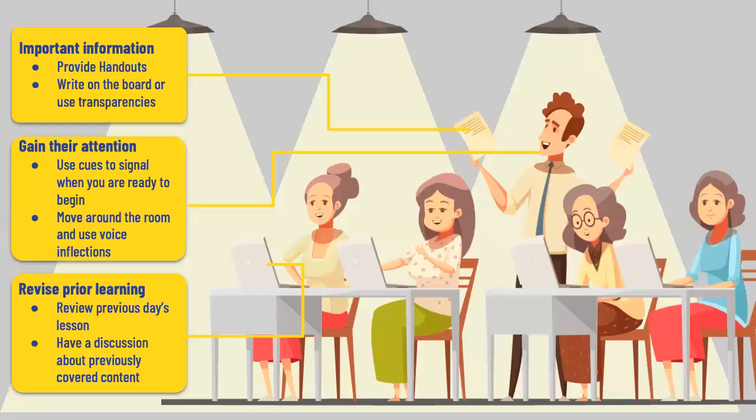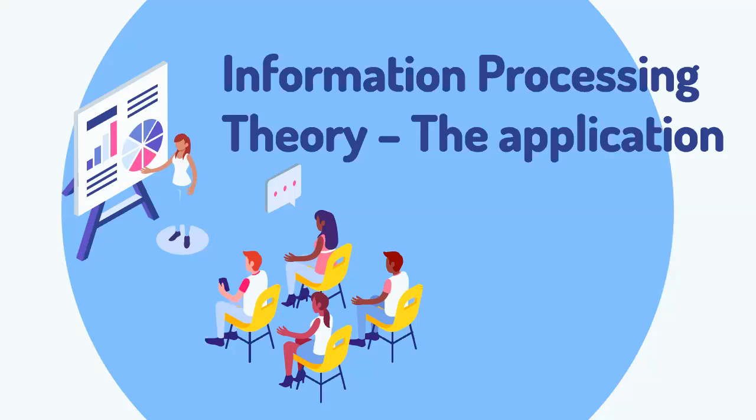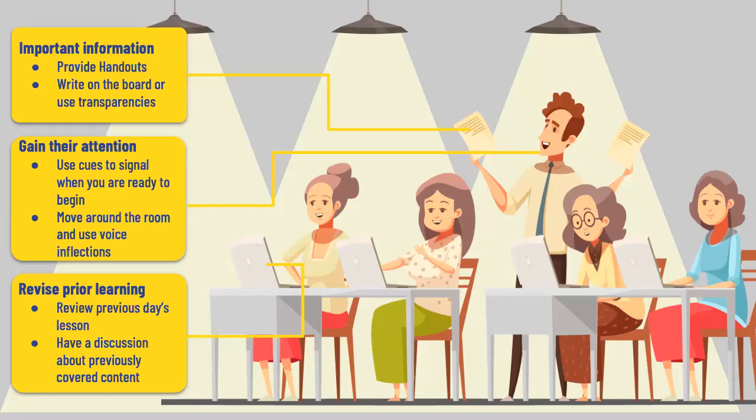And the application of this theory, okay, there are many, of course. Usually we present important information only by providing handouts and also writing on the boards, only certain important information. Also, in our presentation, we try to gain attention and use cues to signal which part is important, something like the mouse that I pointed to. And we move around the room using voice reflection.